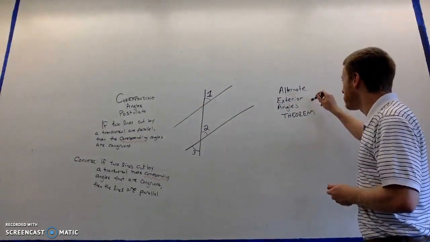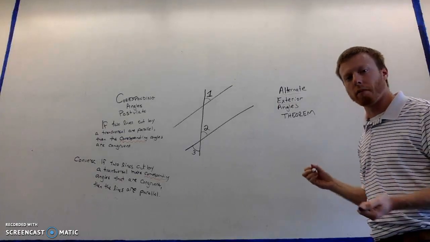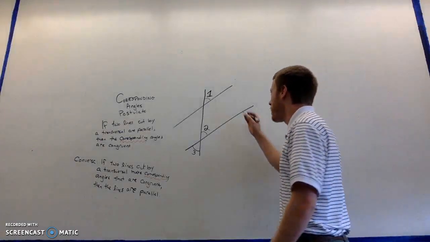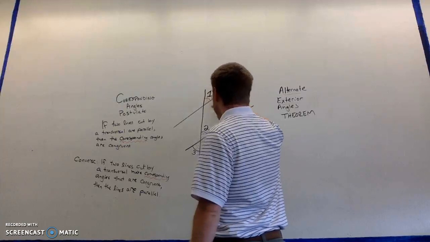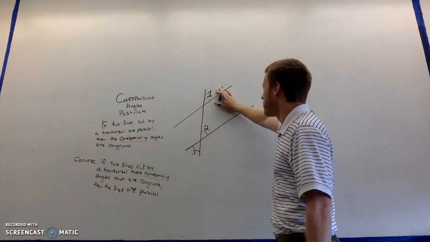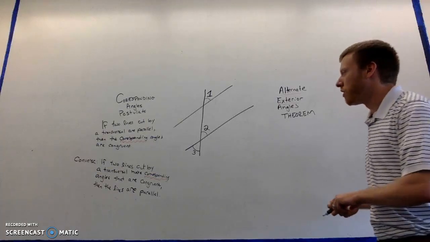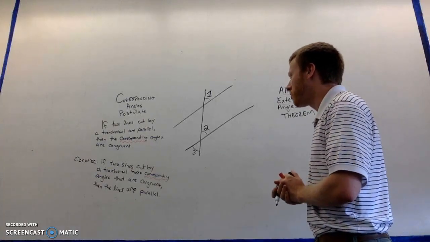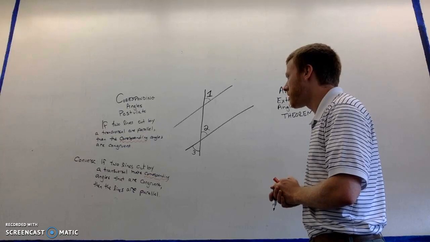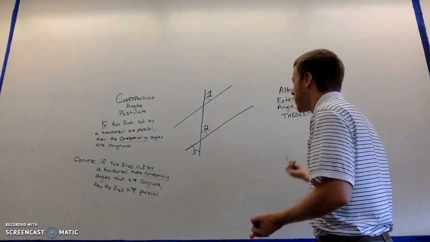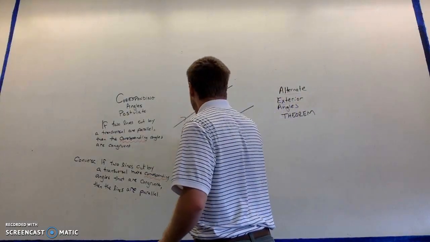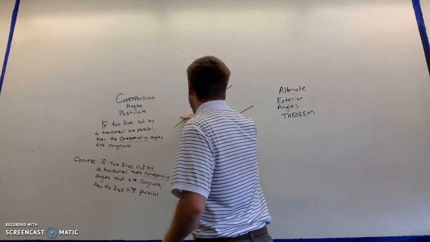Okay, so how do we prove the alternate exterior angles theorem? Well, first we draw up our diagram like this, and we identify the corresponding angles. Okay, so which way should we go? If the lines are parallel, then the corresponding angles are congruent. Okay, we'll start with that one. We'll start with going this way.